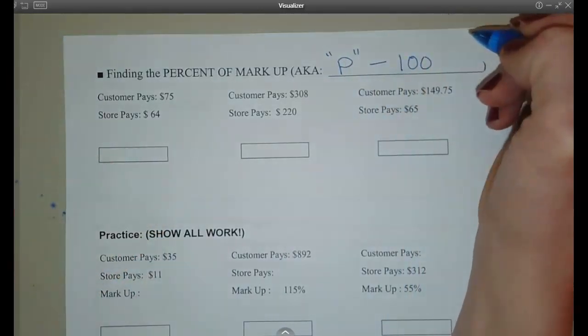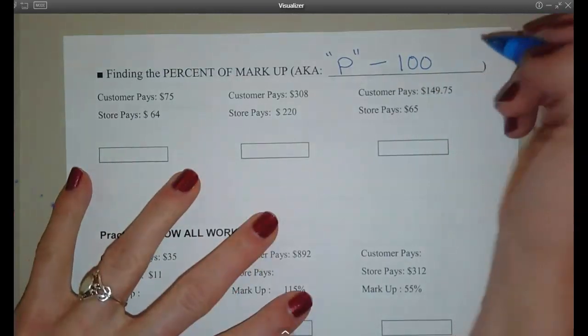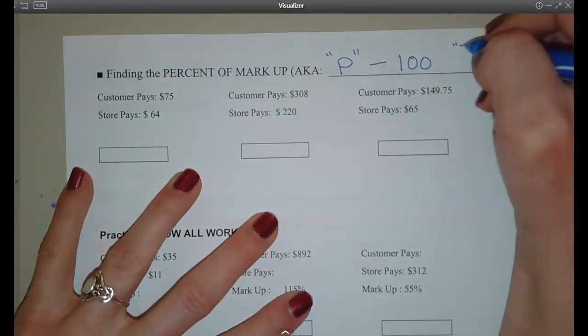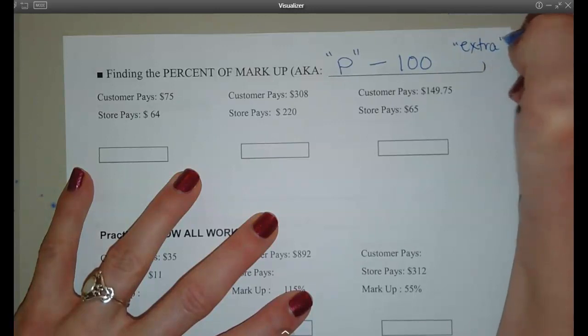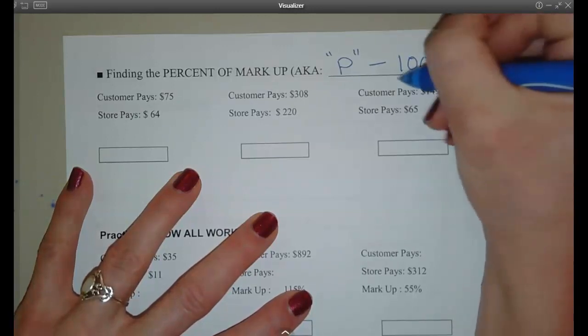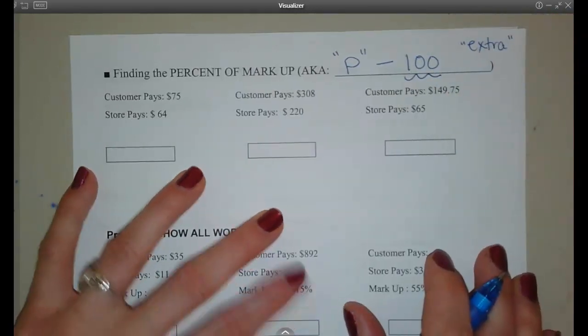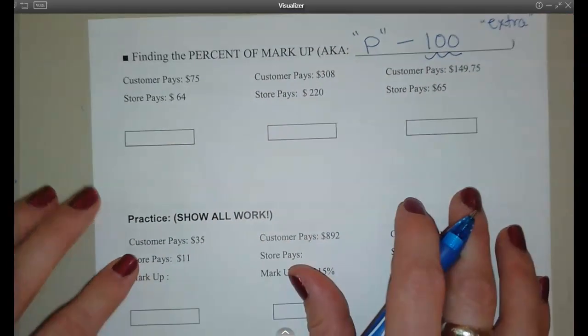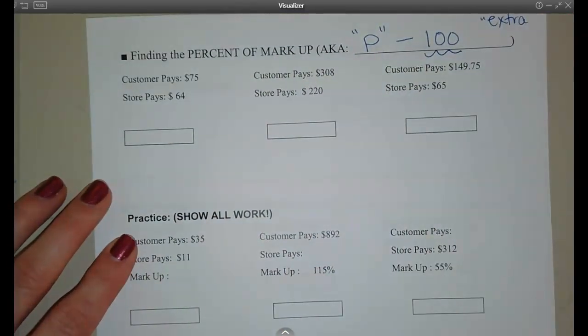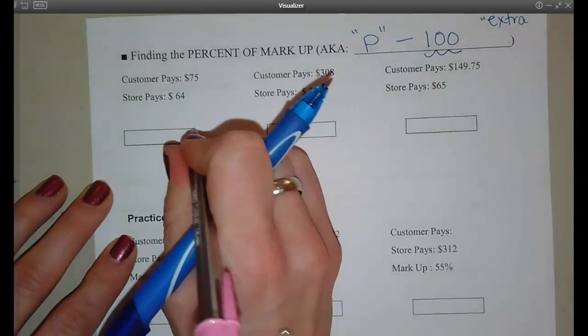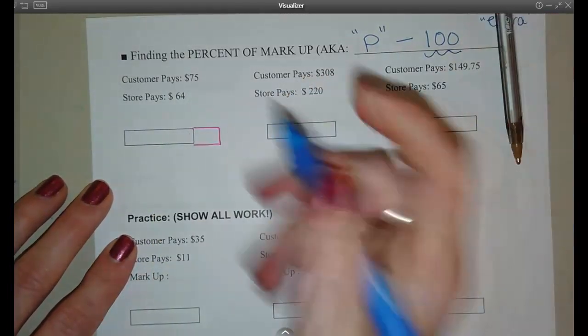Take the 100 out that the store already paid, because we're only looking for just the extra. Just the markup that they added on, not including what they already paid. Okay, so we'll go over that some more. All right, customer pays 75. Oops, well, I got to extend that, right? Because they pay more than the store.